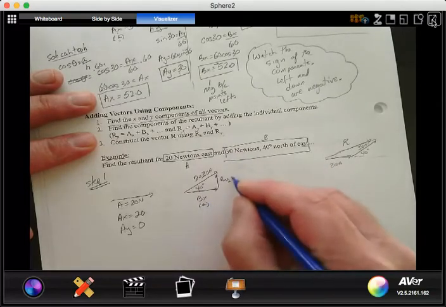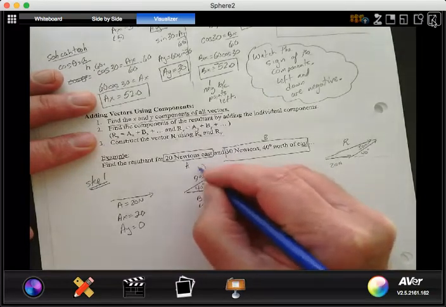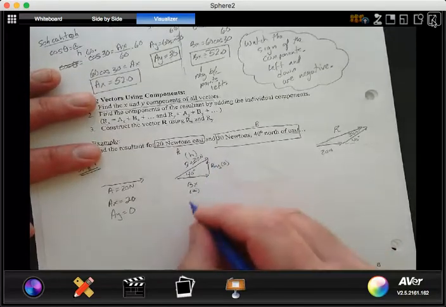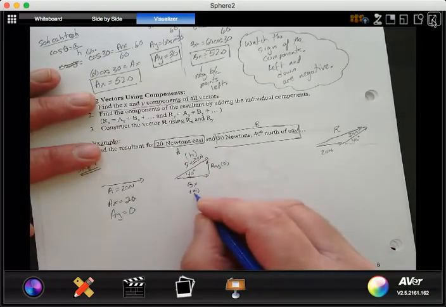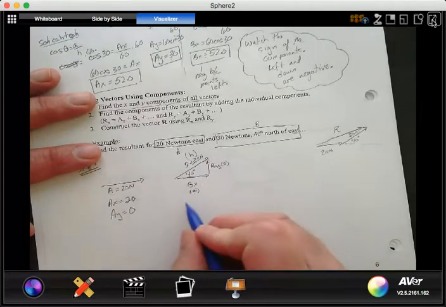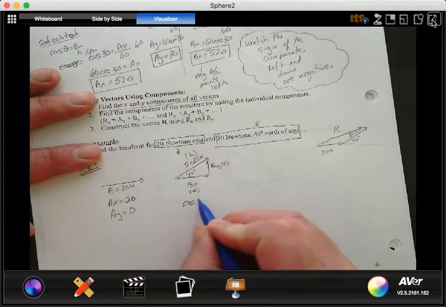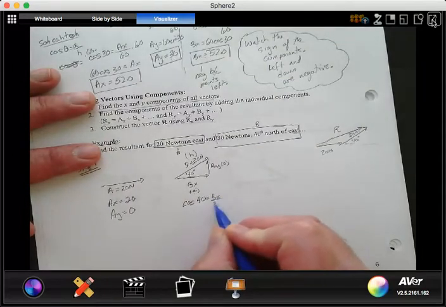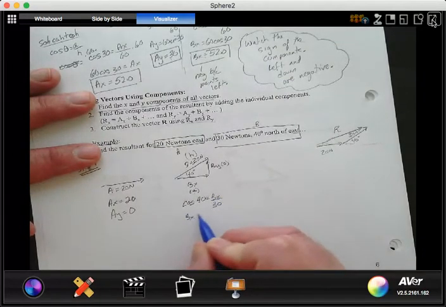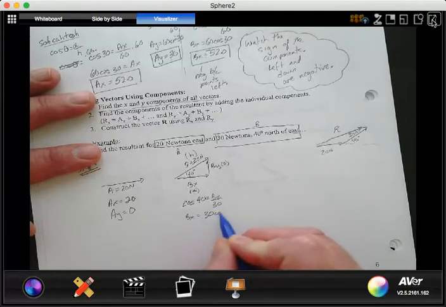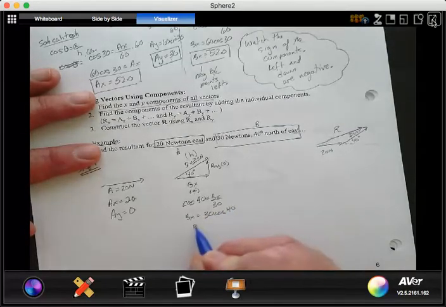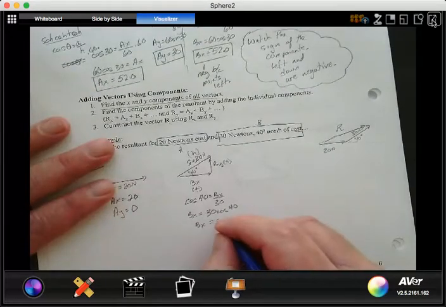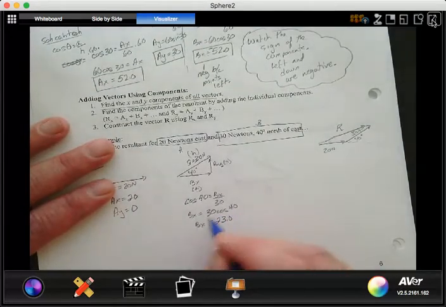Here's my adjacent, here's my opposite, here's my hypotenuse. All right. X is the adjacent, and I have the hypotenuse, so that's going to be cosine. So cosine of my angle is going to be adjacent over hypotenuse. BX is going to be 30 cosine 40. And that's going to give me a value of 23 when I plug it into my calculator.